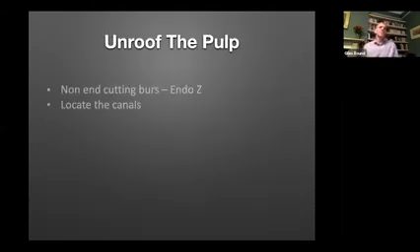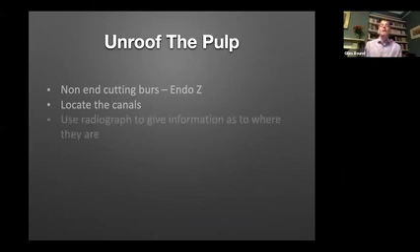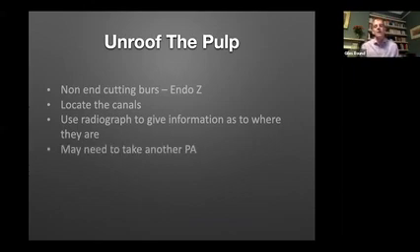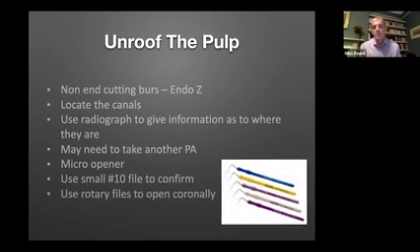I'm not going to sit on this very long. This is then what we do when we've found those pulp horns: we can unroof the pulp. Non-end cutting burrs, yes. Use your radiograph to give you the information. Use another PA. Don't just use one for angulation. And then one little tip, I use loads and loads of these, is use little micro openers. I use the size 10, and use your rotary files to open coronally.